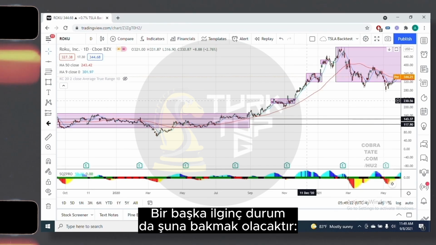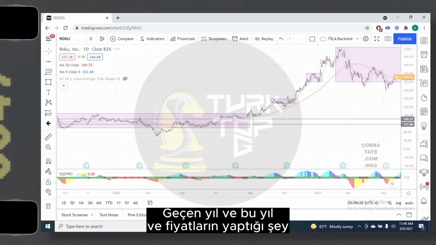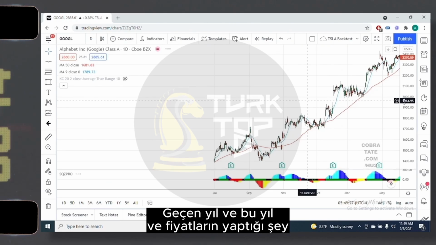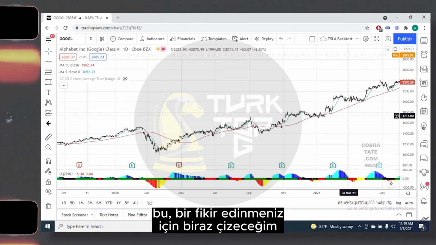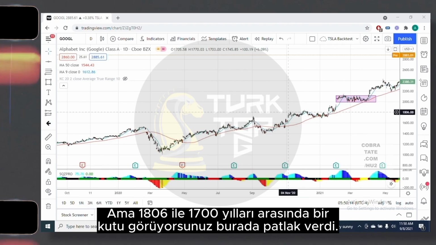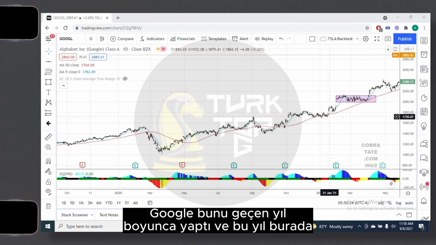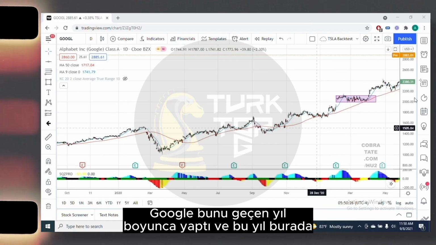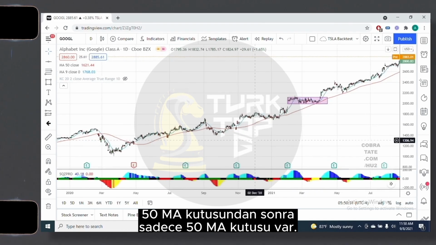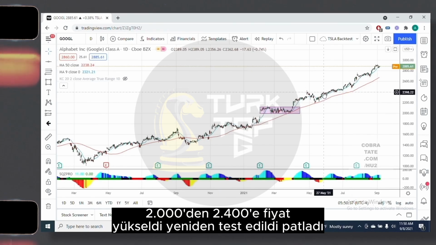Another interesting case would be to look at Google. It has had 50 MA box after 50 MA box all of last year and this year, and that's what the price has been doing. I will draw some so you can get an idea. Okay, I don't know why TradingView is not letting me draw a box, but you can see between 1806 and 1700, you see a box here. It broke out. Then you see another box, broke out. All of these are 50 MA boxes. You see the 50 MA pushing the price higher? Google has done that all last year and this year. It's just 50 MA box after 50 MA box. Another one here, 2204 to 2400. Price went higher, retested it, boom.